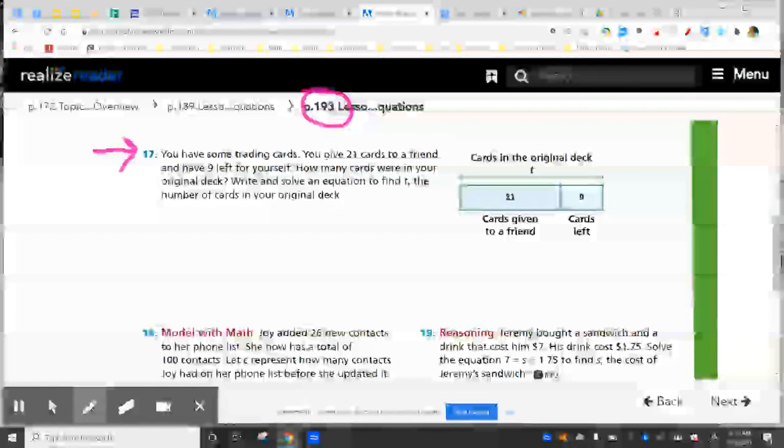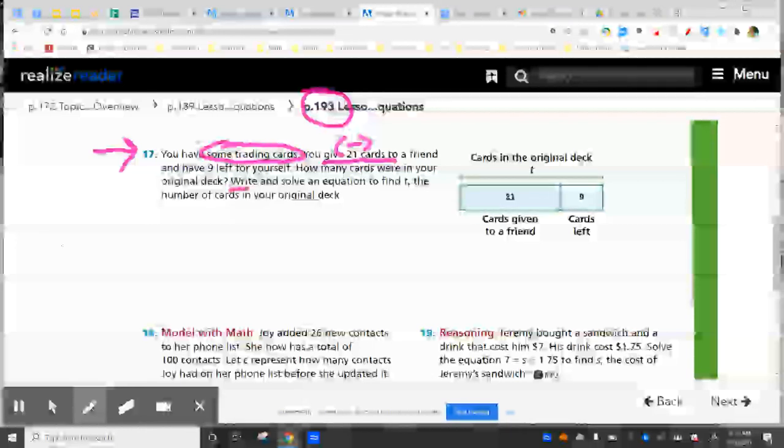You have some trading cards. Okay, I guess we don't know how many, you just have some trading cards. You give 21 cards to a friend. So think about what that would mean. You're giving them away, so you should be thinking, okay, that's kind of like subtraction because you're losing those cards. And then you have 9 left for yourself. How many cards were in your original deck? We don't know how many that was. How many cards did we start with?